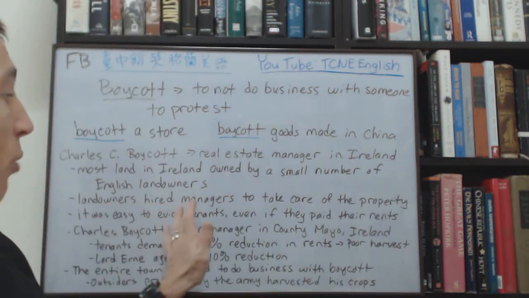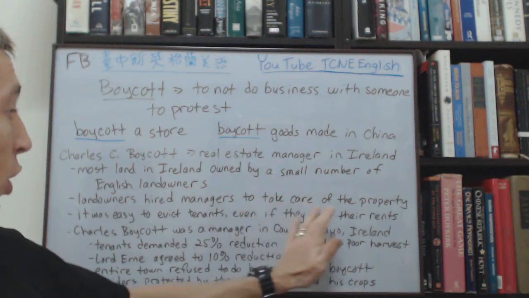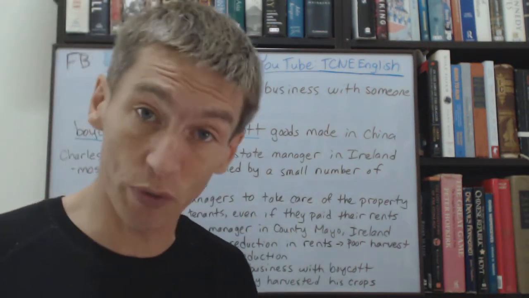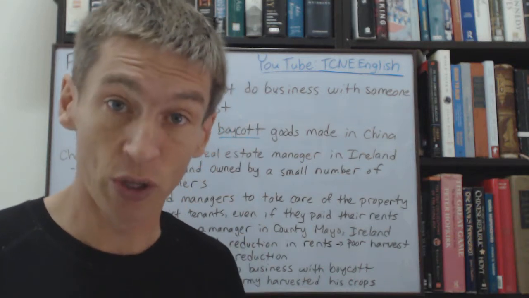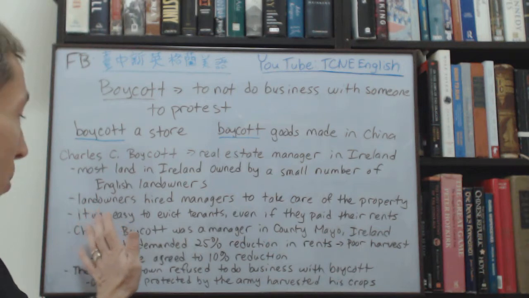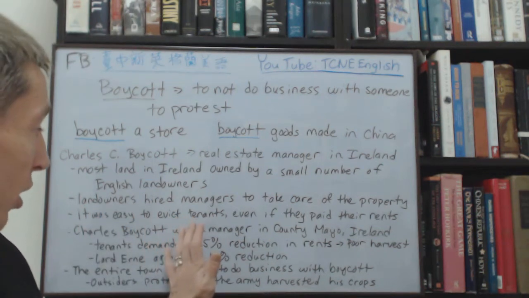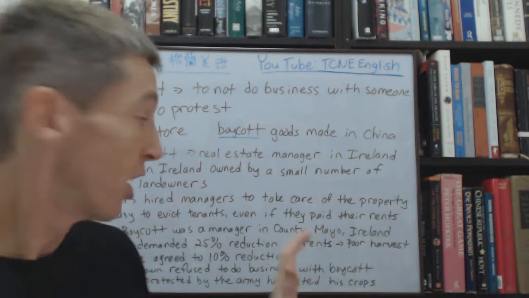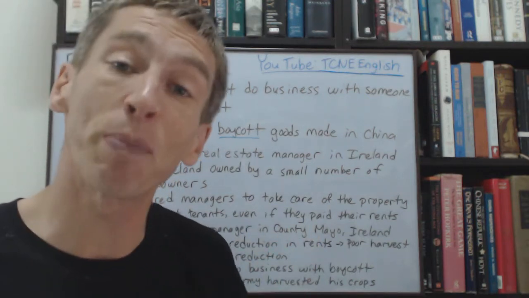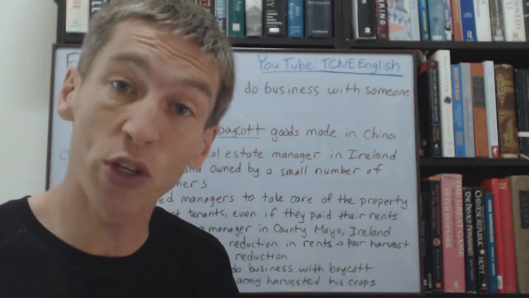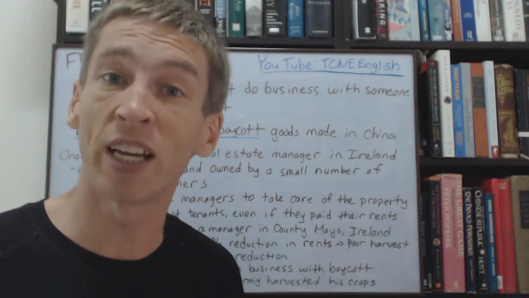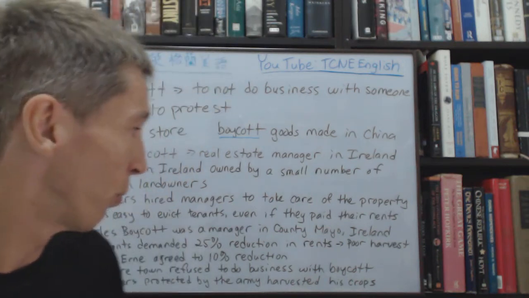Well, these landowners hired managers to take care of their property. So Charles C. Boycott was not the owner of the property. He was the manager of one of these properties. And the law at the time made it very easy for the managers and the landowners to evict the tenants. To evict the tenants means you kick out the people who are living there, even if they pay their rent. There was nothing to prevent a manager or a landowner from kicking the tenant out of the home or off the farm.